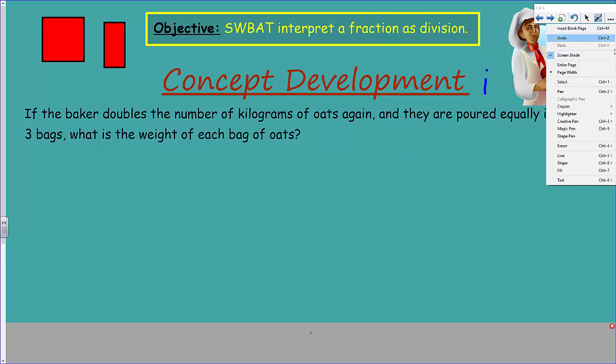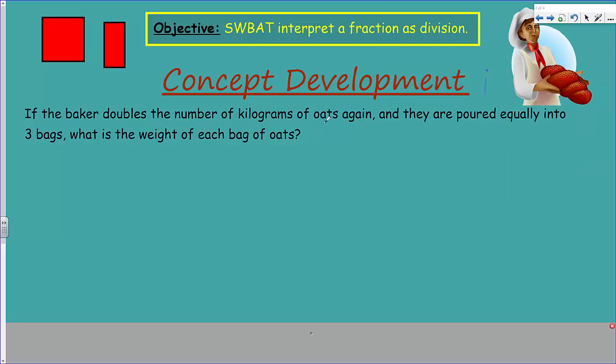All right, let's just do that. And I kind of like purple. 8, so double that. That's 16 kilograms. Okay, so we're going to do this without the model since we've already done the model before. We're just going to do it with the algorithm. So let's take a look at that. We have 16 kilograms of oats and we're going to divide equally by the 3 bags. We're dividing it by 3 because we want to put that 16 kilograms of oats into 3 bags equally.